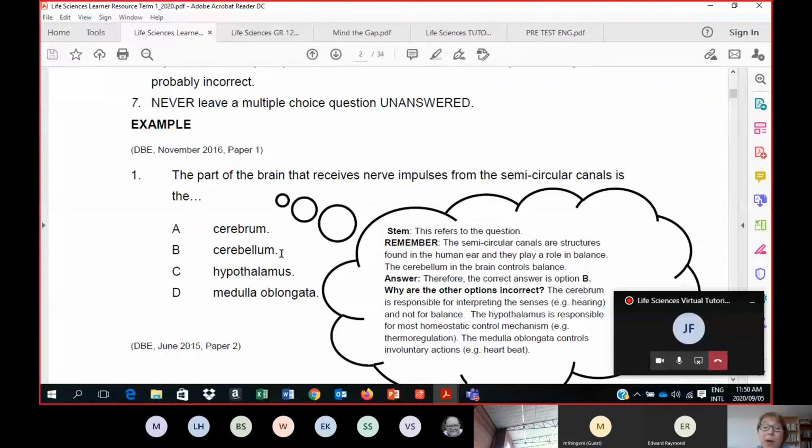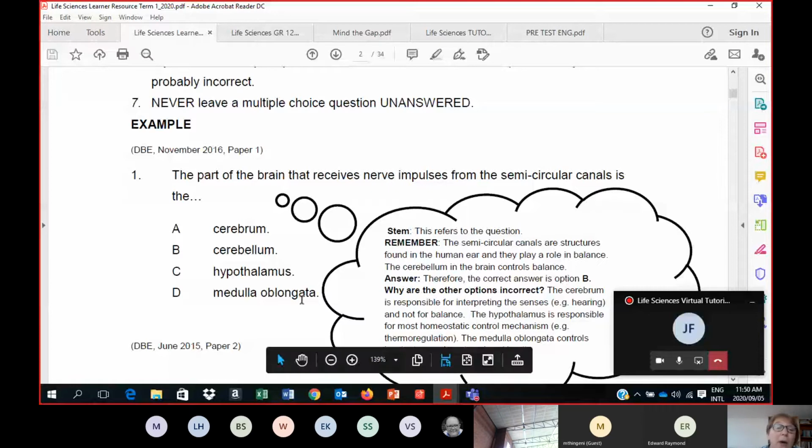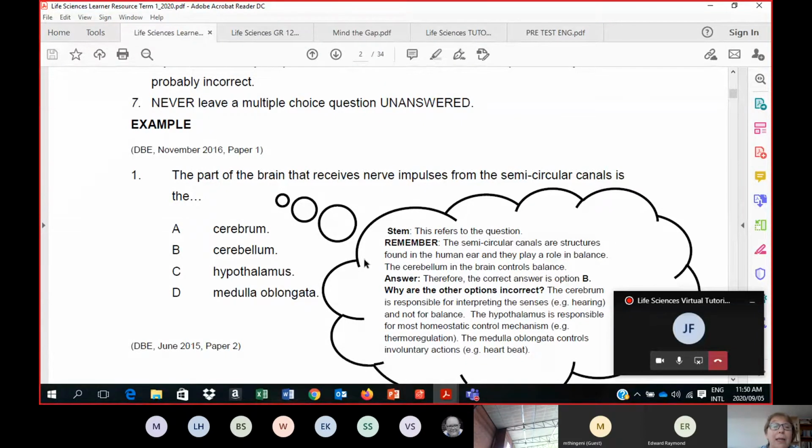And then the medulla oblongata controls all your autonomic reactions, like heartbeat and also the rate and depth of breathing when your carbon dioxide levels increase. So now we've ruled out the other answers. So yes, cerebellum is correct. And then in your answer book, you write B. You don't write cerebellum, you write B.